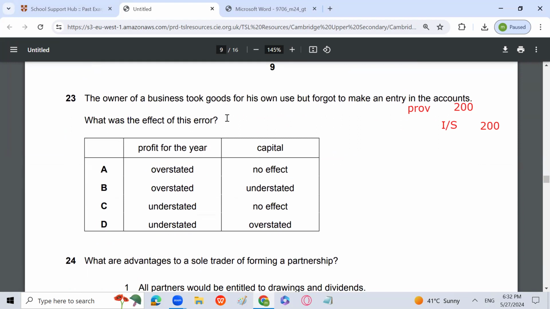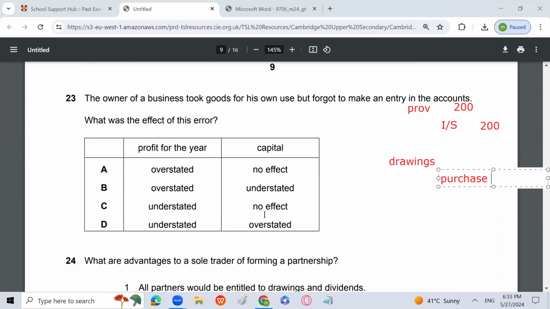The owner of a business took goods for his own use, but forgot to make an entry in the accounts. What was the effect of this error? The entry to record is drawings debit, purchases credit. So what will happen when we do not record drawings? It will not be subtracted from purchases. Purchases will be more, cost of sale will increase, and profit will decrease. The profit for the year will be understated.